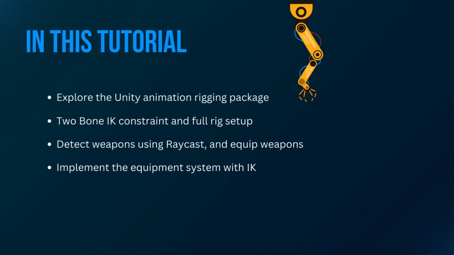Let's take a look at the steps we will be following in this tutorial. We will first talk about how we can define an animation rig, and explore the different components we have to use in order to set up the rig. Then we will set up the rig together and configure the Two Bone IK Constraint. We will use Raycasts to detect weapons. You can choose any physics queries you want, but I think Raycasts would suffice in this case. Then we will pick up the weapons and equip them without using IK, because I want to show the difference first. And finally, we will start coding the IK code to properly equip the weapons.